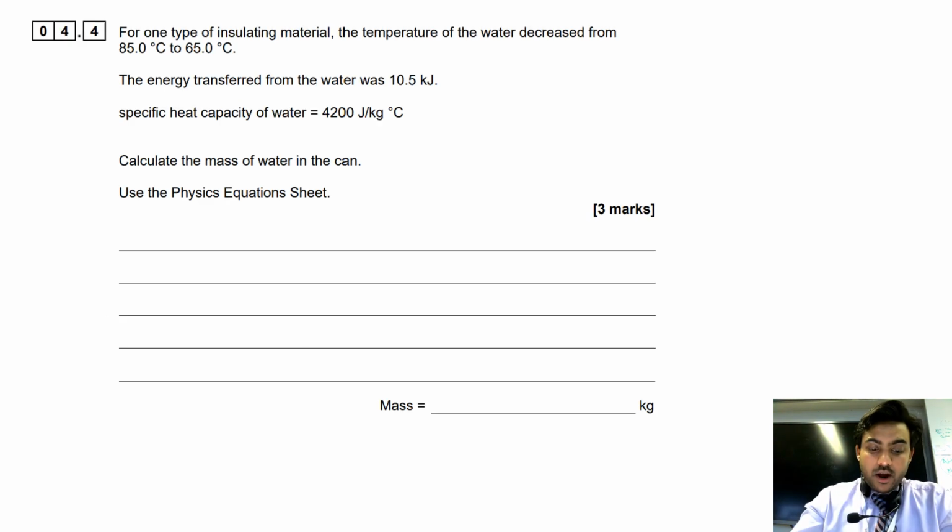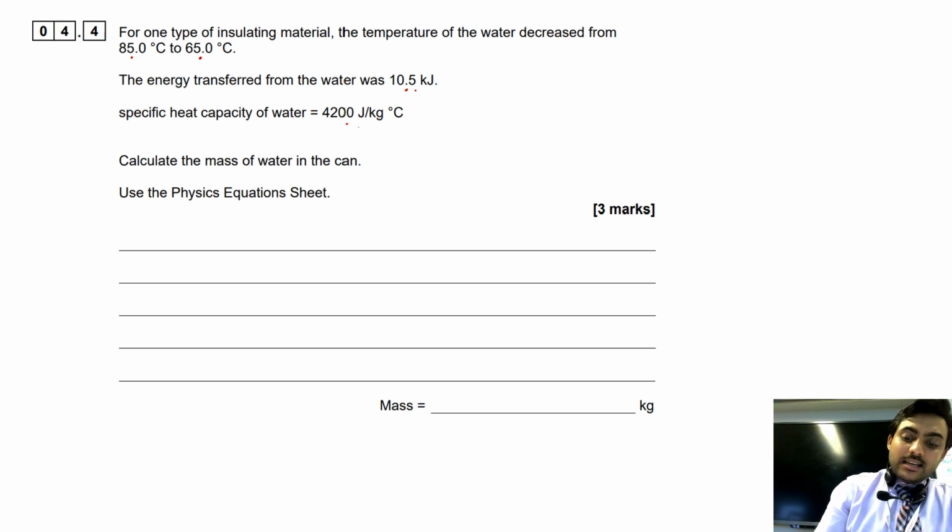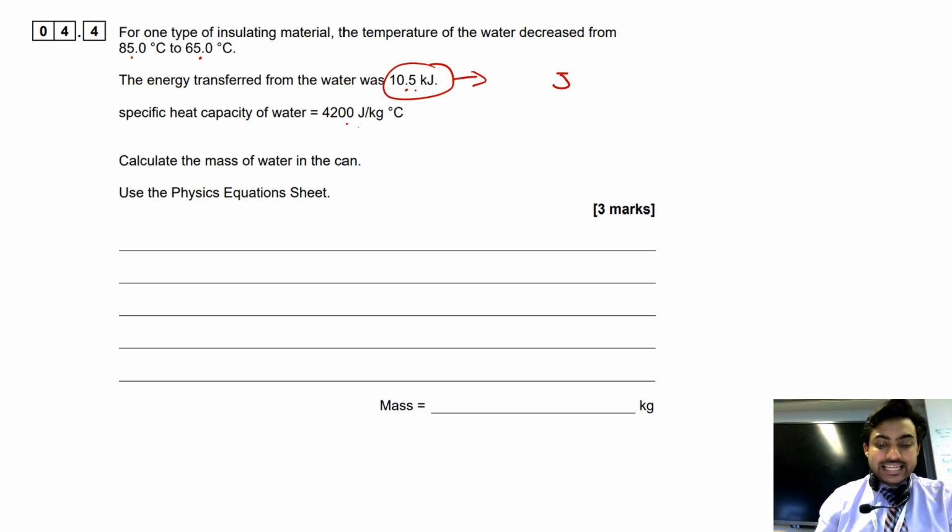Okay. All right. For one type of insulating material, the temperature of the water decreased from 85 degrees to 65 degrees Celsius. The energy transferred from the water was 10.5 kilojoules. The specific heat capacity of the water was 4,200 joules per kilogram degree Celsius. What's the difference between this one and this one? This one is in kilojoules, and that's not standard units. We want that to be in joules, but we'll do that later.